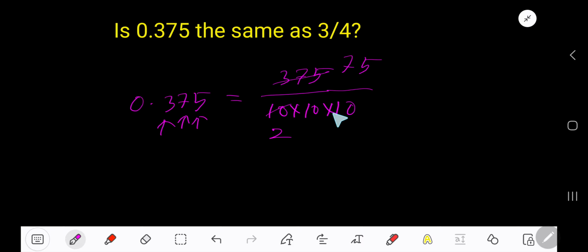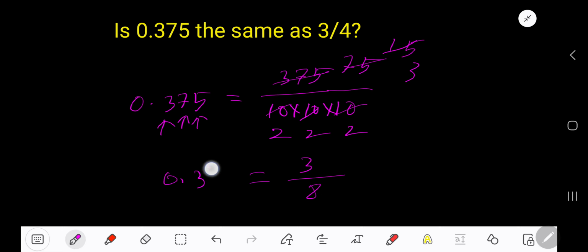Again, this is divisible by 5, this is divisible by 5, I will get 2 and I will get 15. Again, this is divisible by 5, this is divisible by 5, I will get 2, I will get 3. So I am getting 3 over 2 times 4, 4 times 2, 8.